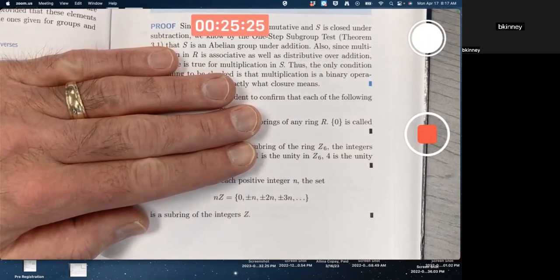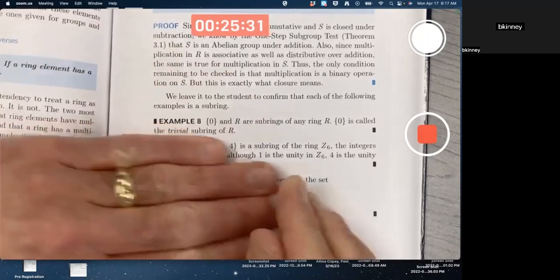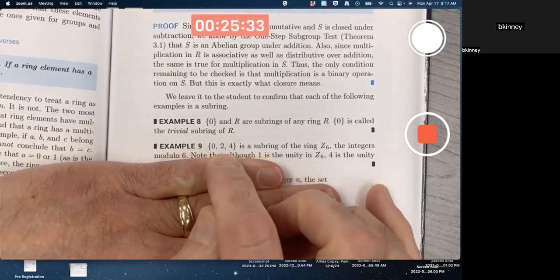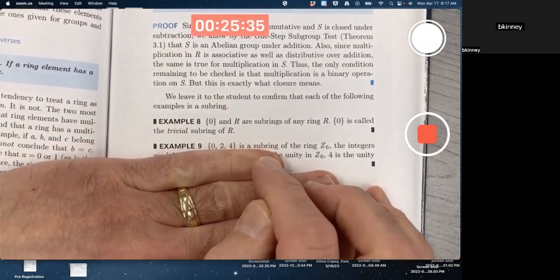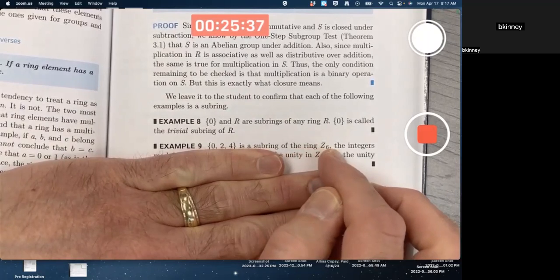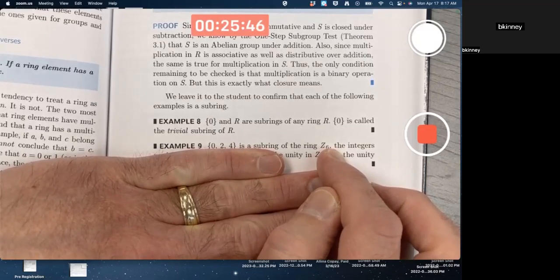Why does that happen? Z6 does have a unity, the number 1, right? Now, the start of this example says that the set containing 0, 2, and 4 is a subring of Z6. We had subgroups before, now we have subrings. Will we have normal subrings eventually?